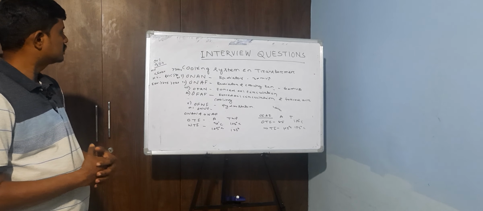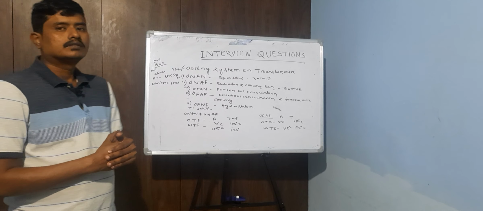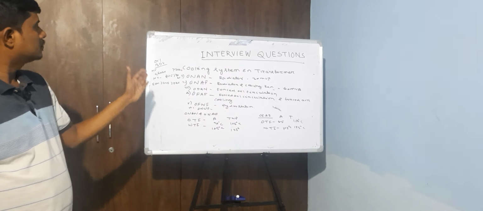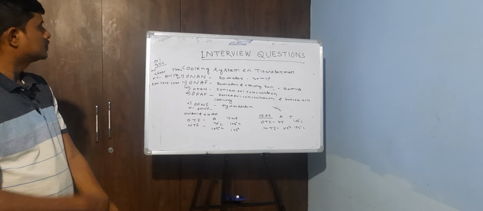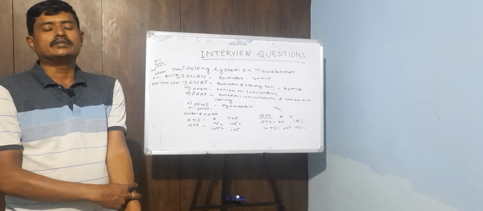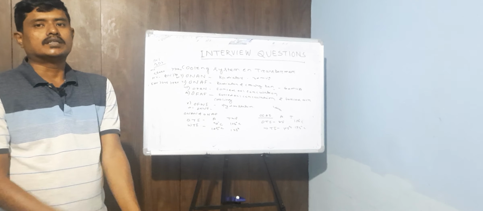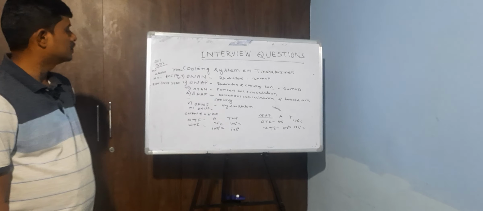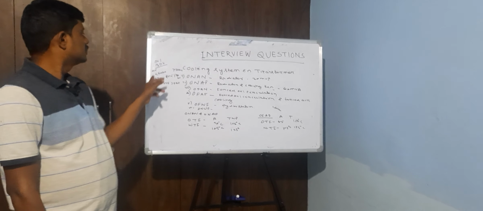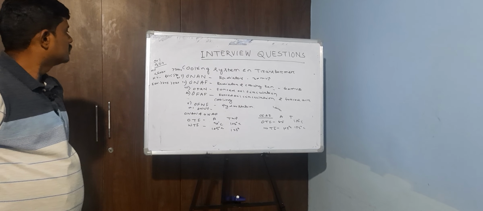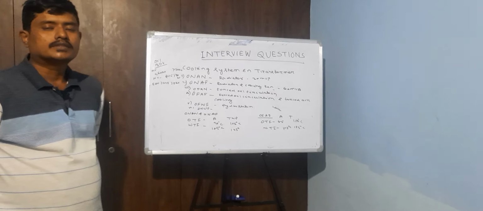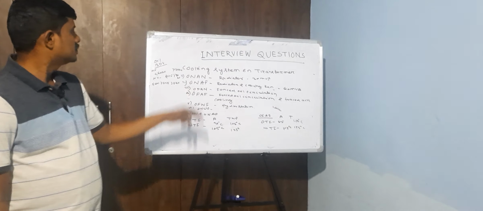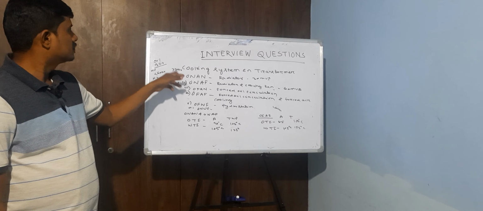So friends, according to the voltage range, here we also check the BDV, breakdown voltage of the oil. So when the voltage range is up to 60 kV, at that time the breakdown voltage of the oil is up to 30 kV.